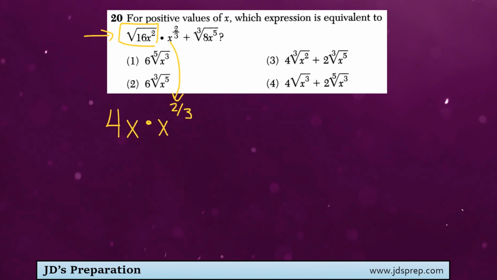Now, let's try to simplify this a little bit further. Although there's no exponent written for this x, it does have an exponent of 1. We just don't write it. Now, remember your exponent law: when we're multiplying two powers with the same base, we can combine them by adding their exponents. So if we add 1 plus 2/3, that's the same thing as 3/3 plus 2/3. I'm just doing this because we need a common denominator to add fractions. We would get a new exponent of 5/3.